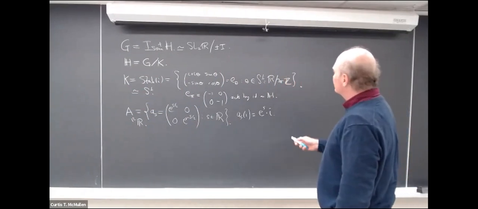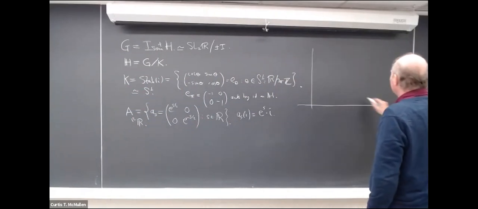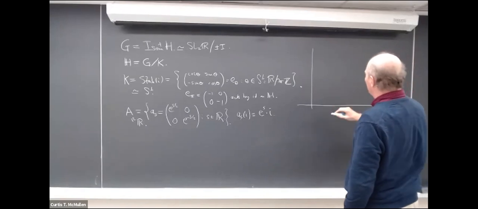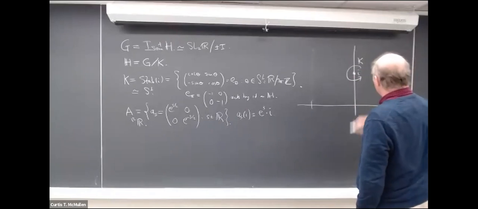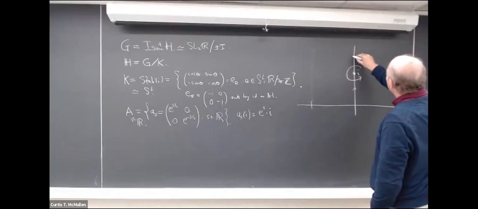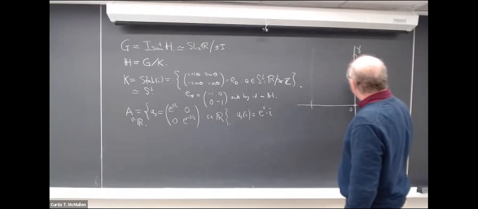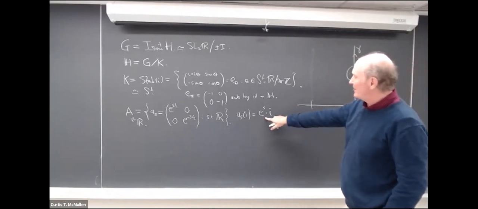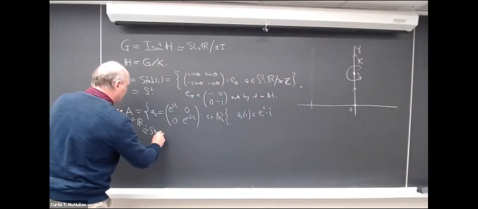So in other words, let's have some pictures associated to these groups. So here's the upper half plane. Here's the imaginary axis. Here's the point i. So K was the stabilizer of i. A is the stabilizer of this geodesic gamma that runs from 0 to infinity, preserving its orientation. And indeed, A_s is just translation by distance s in the hyperbolic metric. So in any case, this is isomorphic to the stabilizer of gamma.